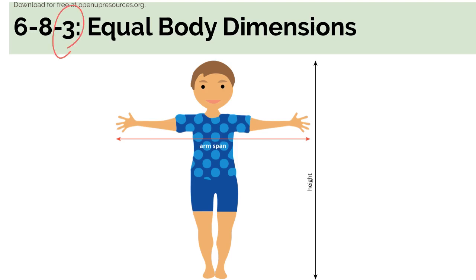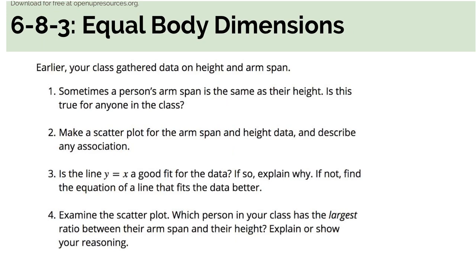In activity 3, we are going to revisit our class data that we calculated and collected with arm span and height. So find that and continue when you're ready. You have these 4 questions in your book for using this data, but we are going to graph this on Desmos, and I'll walk you through how to create a scatter plot on Desmos.